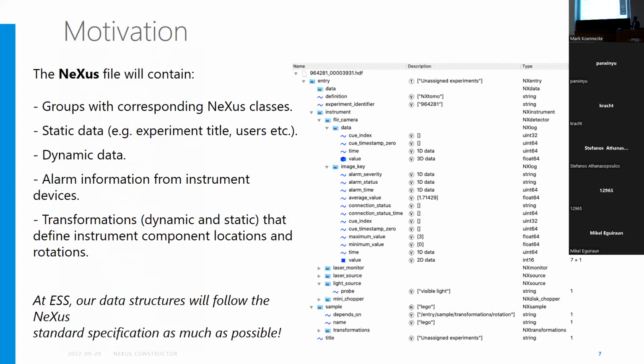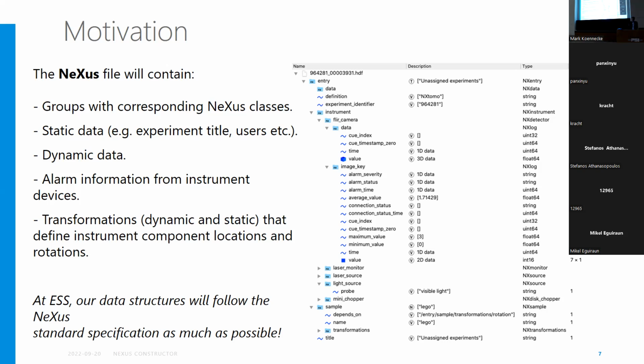For example, the experiment title, or who the users are on the instrument. On top of that, we have the dynamic data: all the detectors, all the motors, all the choppers. And for each IOC in EPICS, we also have an alarm system, so that also needs to be stored in these files. On top of that, we also need to know where things are in the instrument. So we add transformations, both dynamic and static, to this Nexus structure so that when we analyze the data we can understand where the chopper is, where the detector is, whether it has moved, and so on.